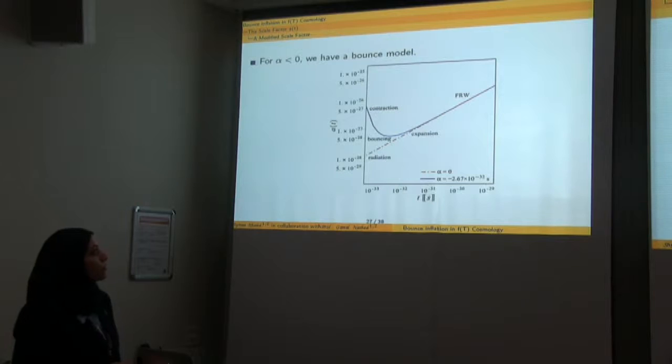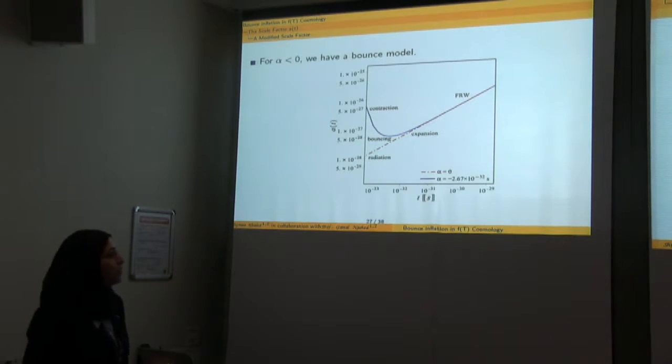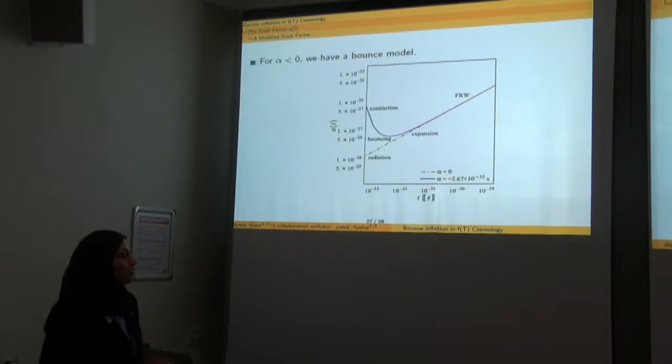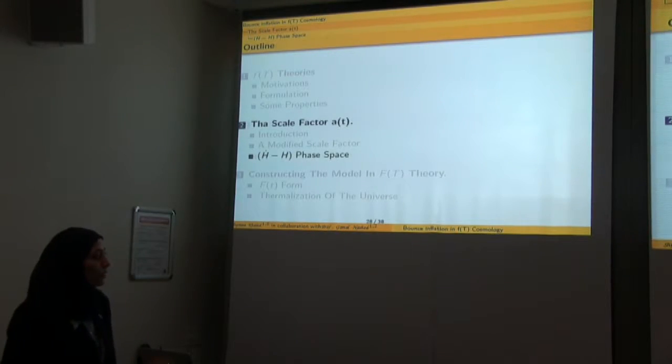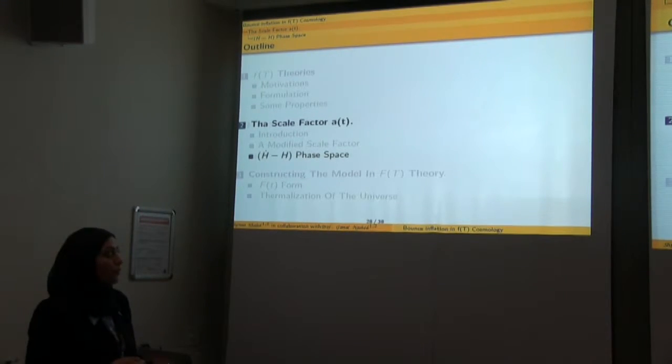Okay, for the negative value of alpha, we have a bounce model. We start with t tending to 0, and we have the scale factor going from a contraction to expansion, which describes the bounce inflation. Okay, this is the H-Ḣ phase space for this modified scale factor.